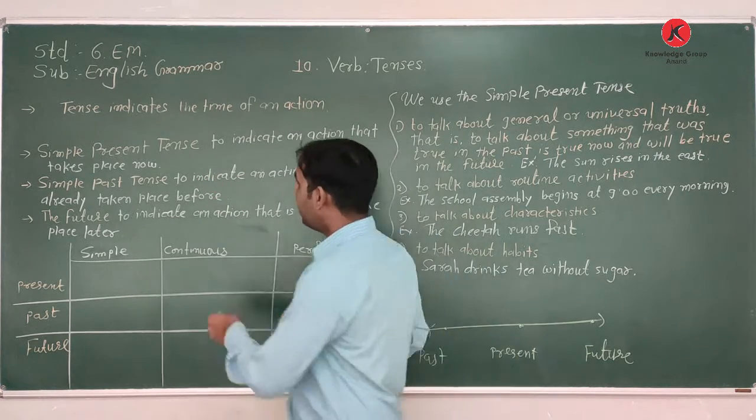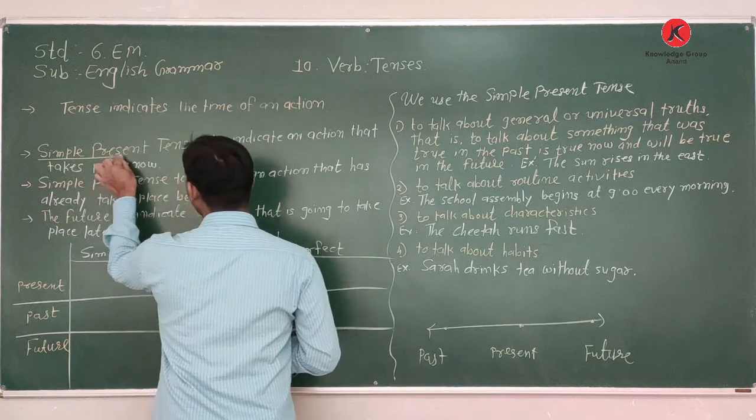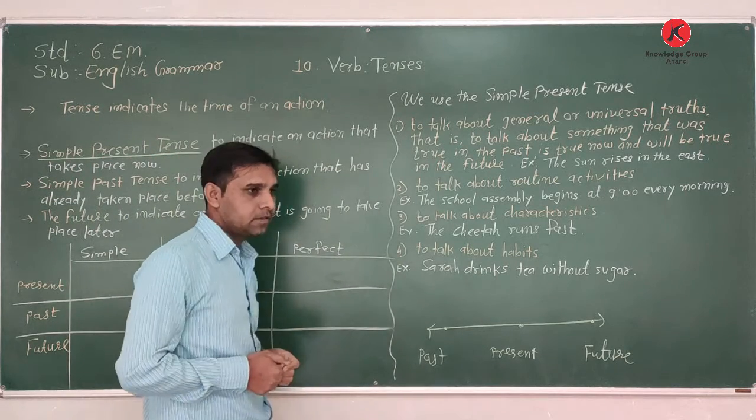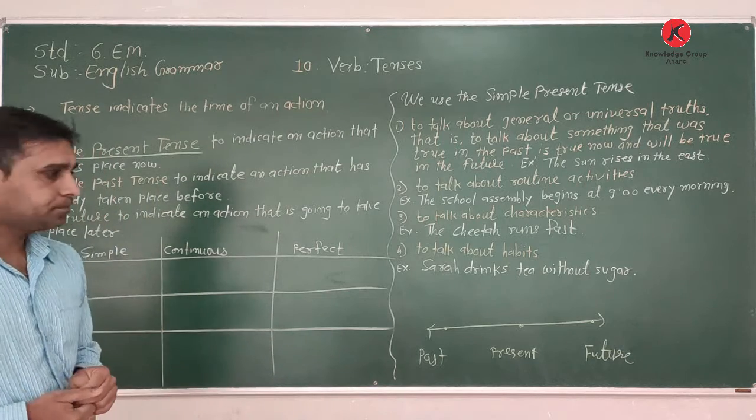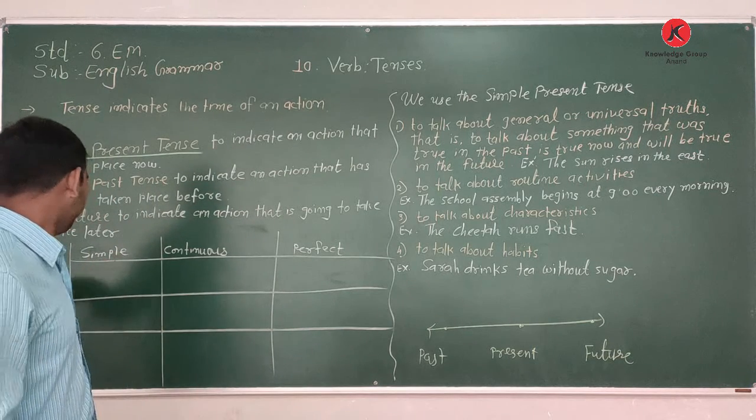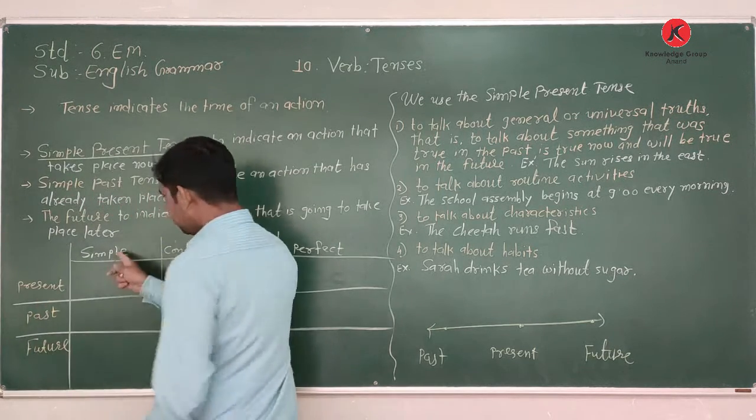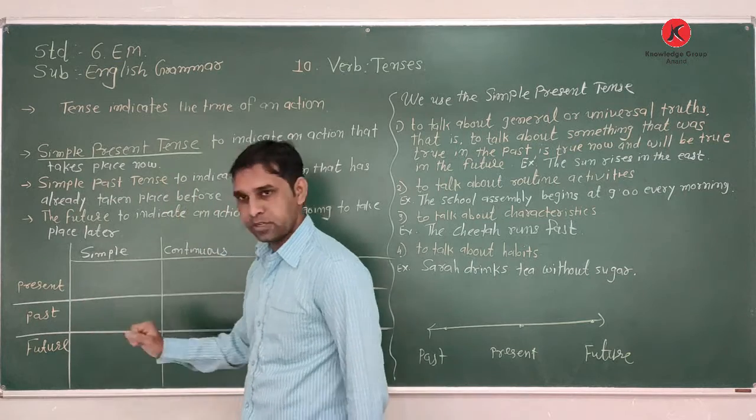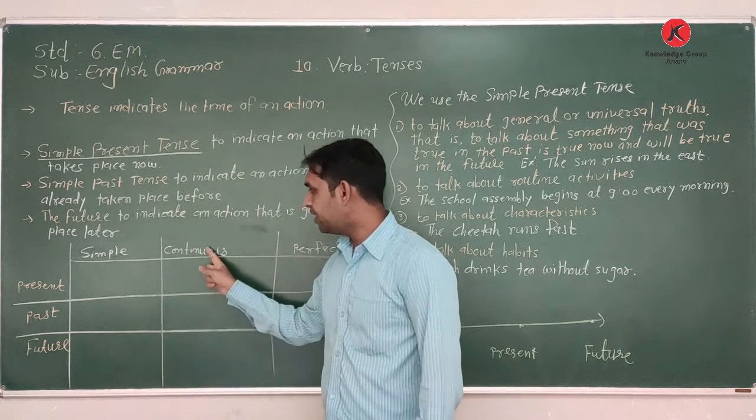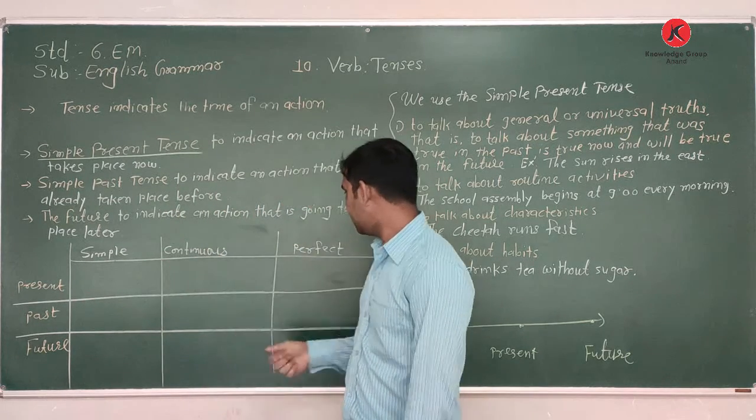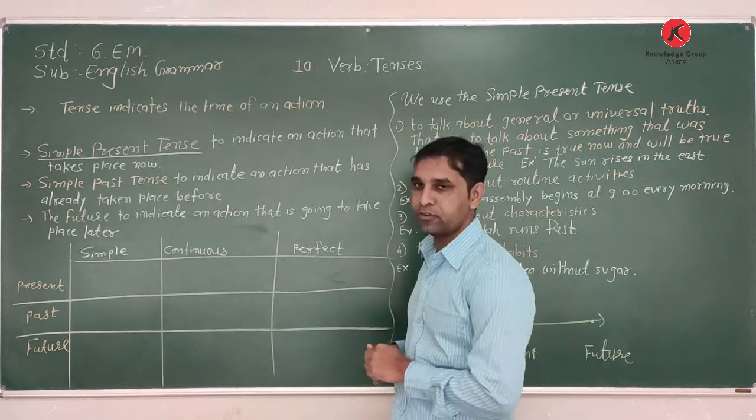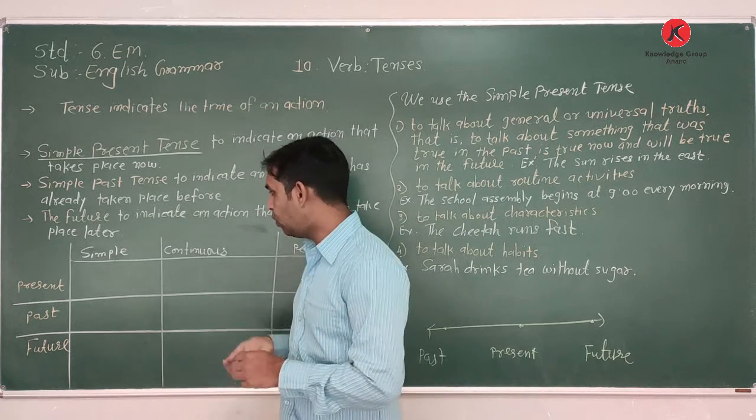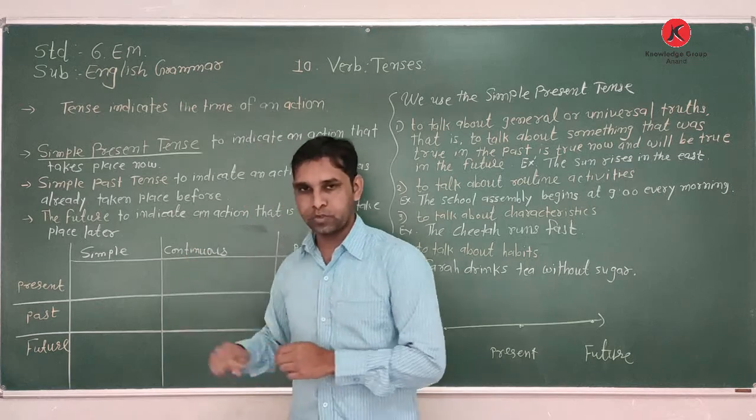Today we talk about the simple present tense. First, afterwards we go through the tenses: simple present tense, simple past tense and simple future tense, present continuous tense, present perfect tense, past continuous, past perfect, future continuous and future perfect. First we go through this.